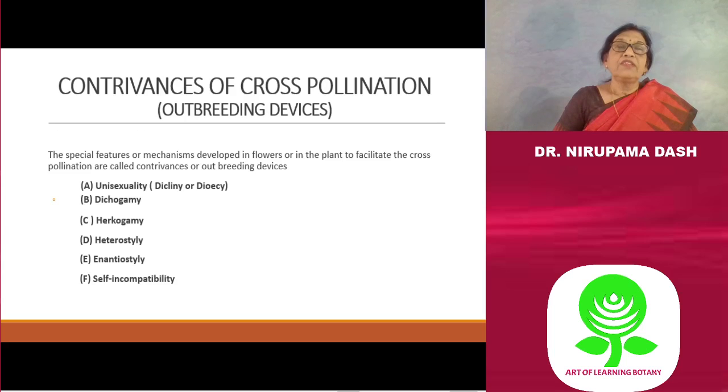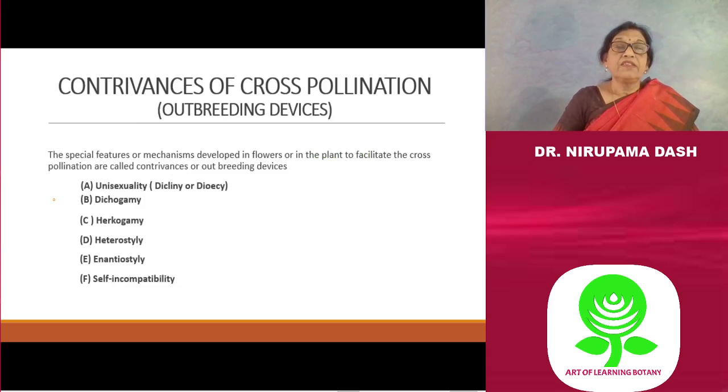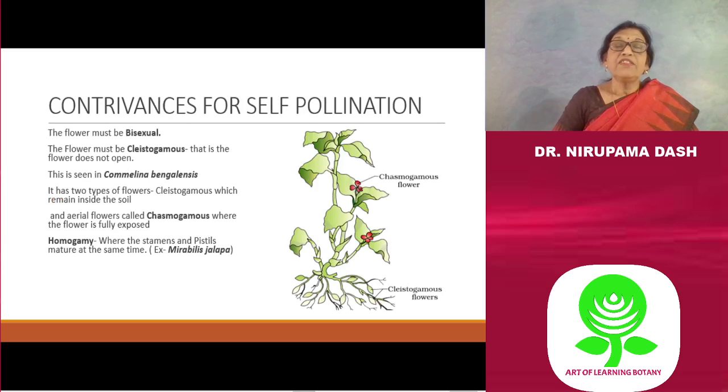So coming to this homogamy, here the flowers are bisexual, and the maturation of anther and stigma occurs at the same time. So due to that, there are some special features here for this self-pollination, that is in Mirabilis jalapa. When these anthers mature, the filaments recoil and come very close to the stigma. There is dehiscence of anther and bursting of pollen grains onto the stigma.